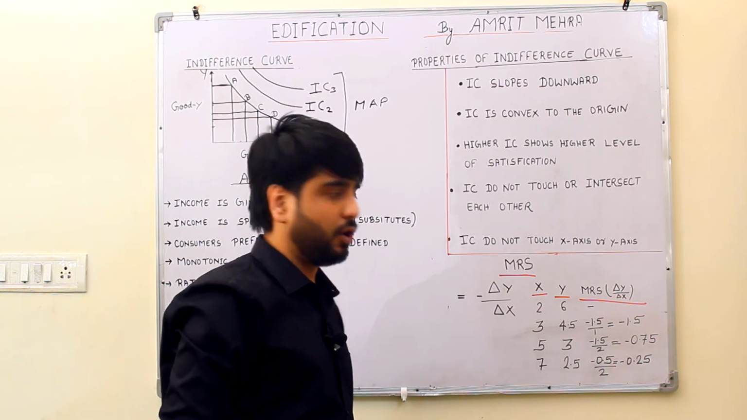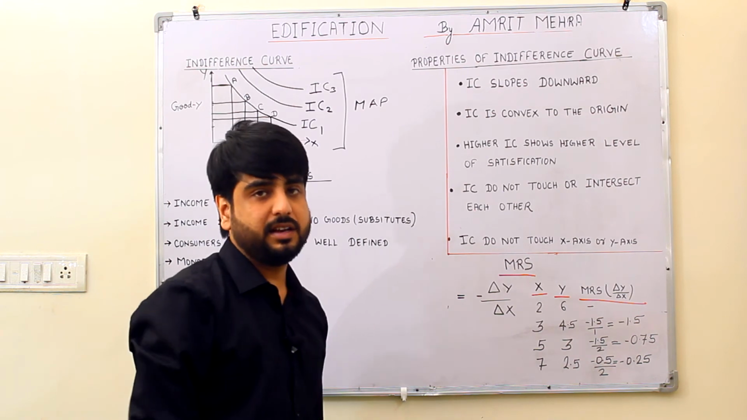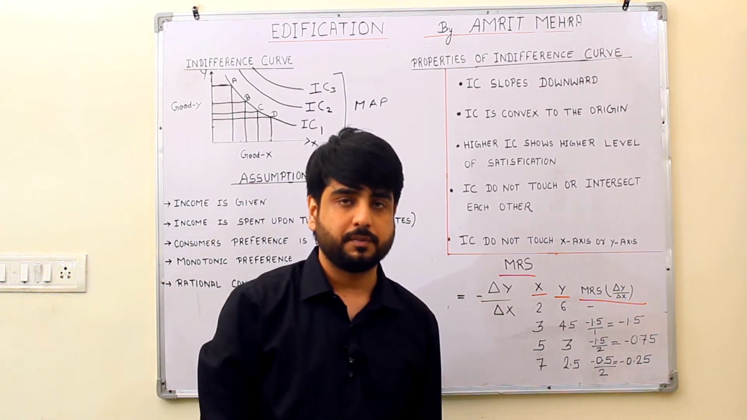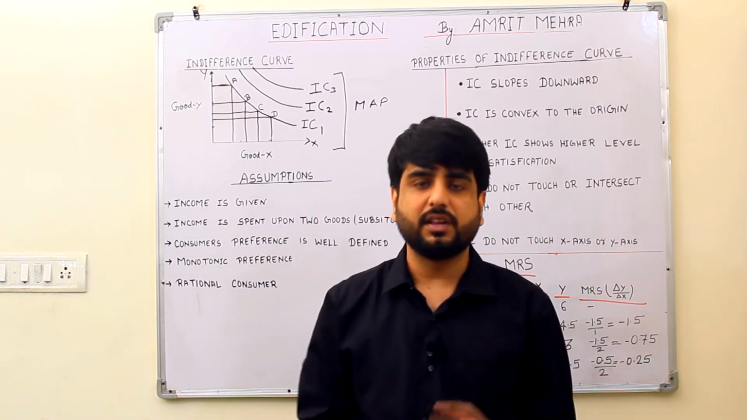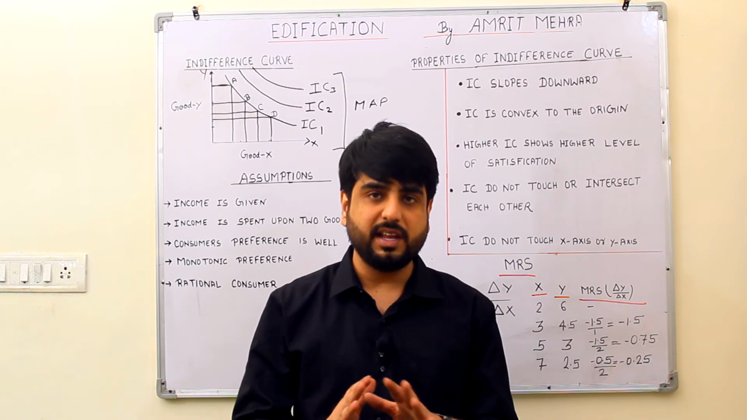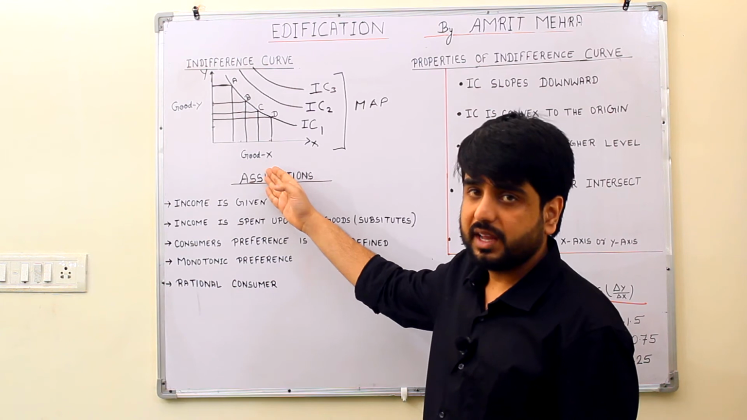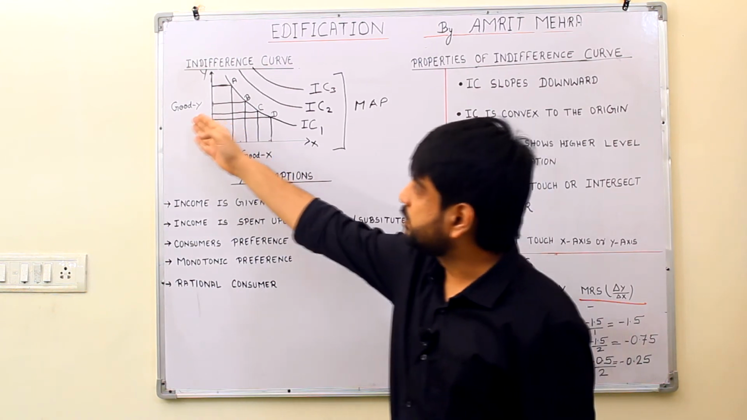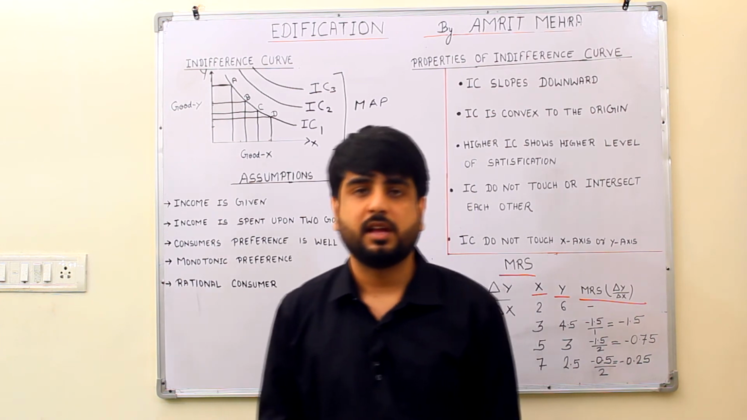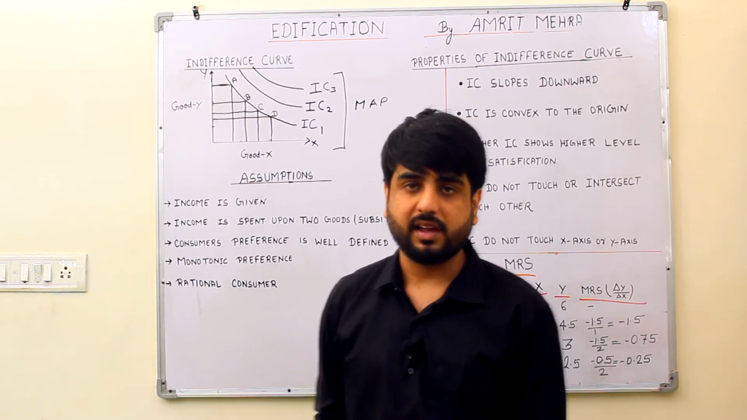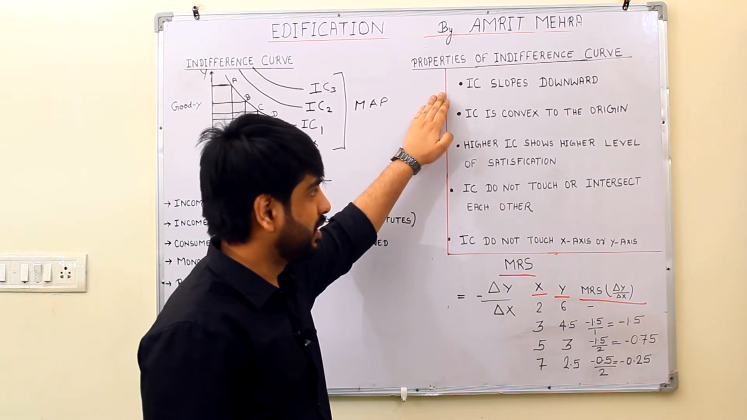Properties of indifference curve are often asked. First, the IC curve slopes downward. Again, the concept of inverse relation. If the income or the budget is already given in the question, then if we increase the consumption of one commodity, it is pretty obvious that the consumption of the other commodity has to decline. If I use more of good X, then I have to use less of good Y and vice versa. So the IC curve has to slope downward.